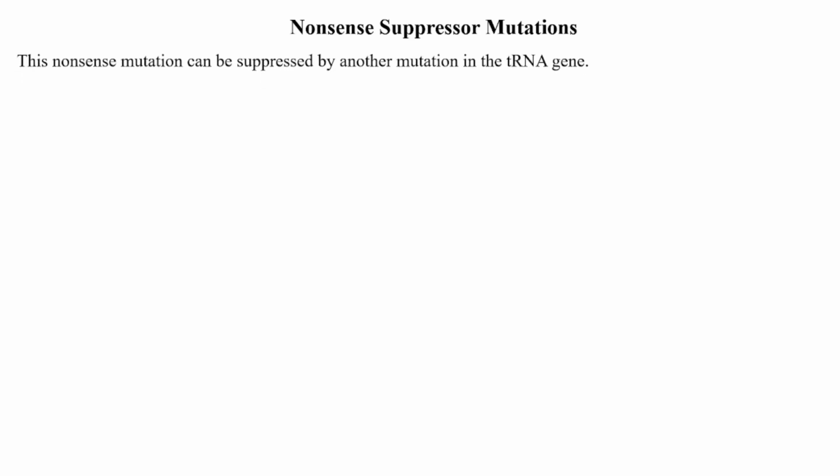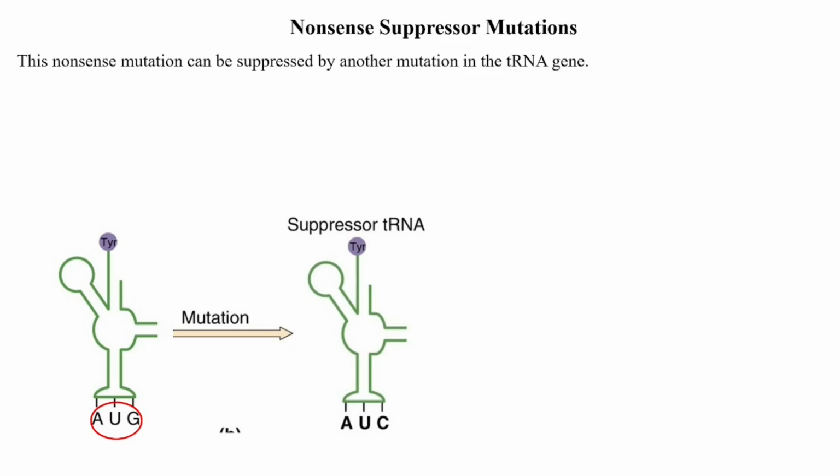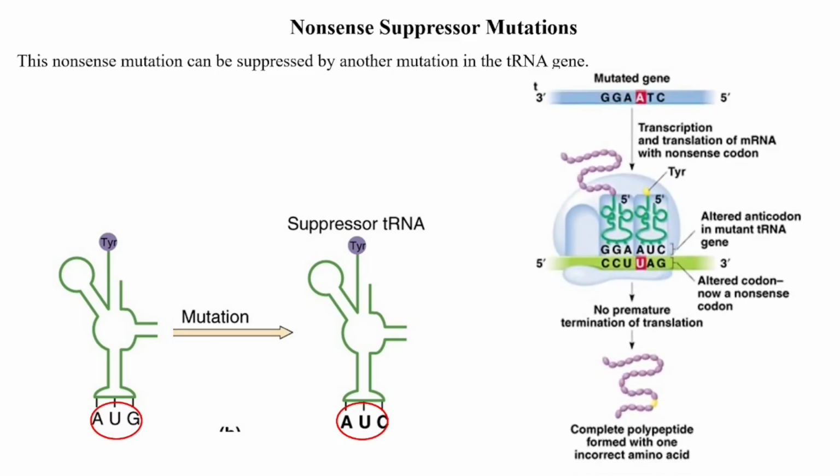Now, this nonsense mutation can be suppressed by another mutation in the tRNA gene. The anticodon of tyrosyl tRNA is GUA. If a mutation occurs in the tRNA gene for tyrosine such that the anticodon changes to CUA, then this tRNA cannot recognize the codon UAC for tyrosine. But this changed anticodon can now bind to the stop codon and incorporate a tyrosine, and the polypeptide will continue to be synthesized as shown in the figure.